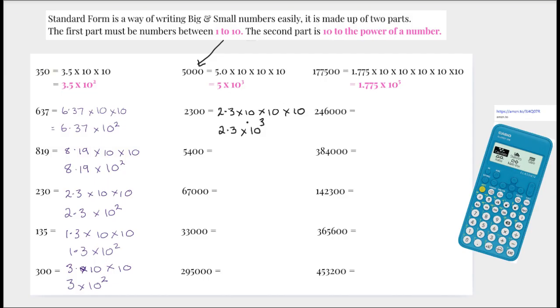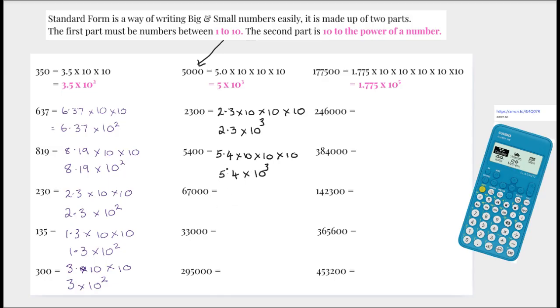I'm not going to keep writing 10 times 10 times 10 unless I really have to, because it could go on forever, this lesson. So 5400, the decimal point has got to be here. We've moved it 1, 2, 3. I'll do it one last time: 10 times 10 times 10. So it's 5.4 times 10 to the power 3.